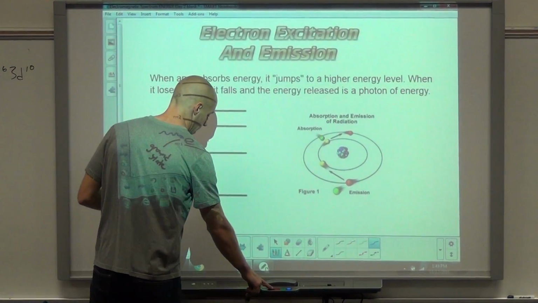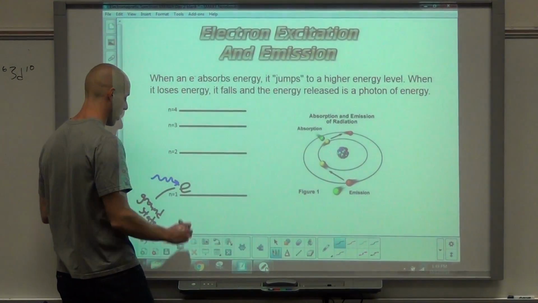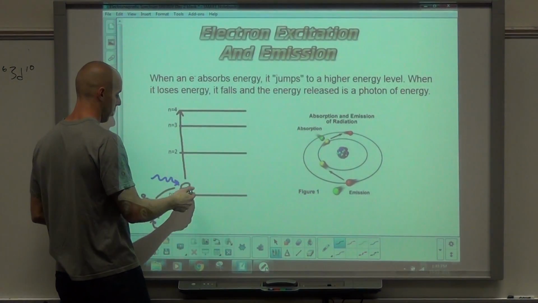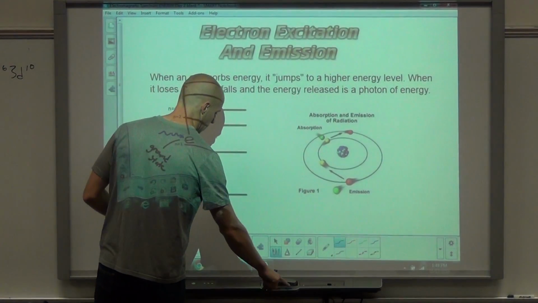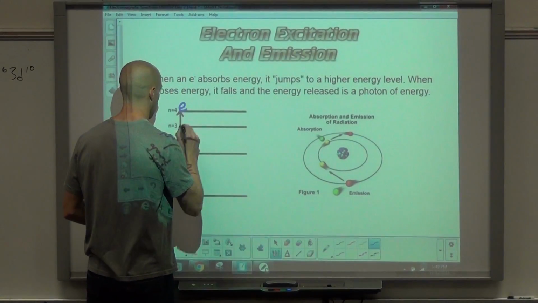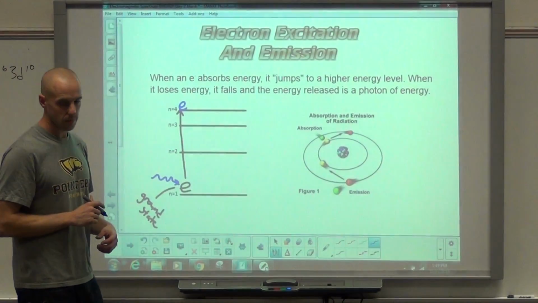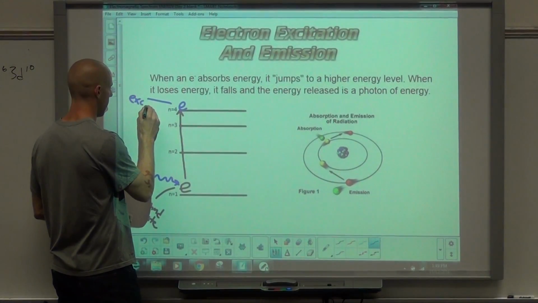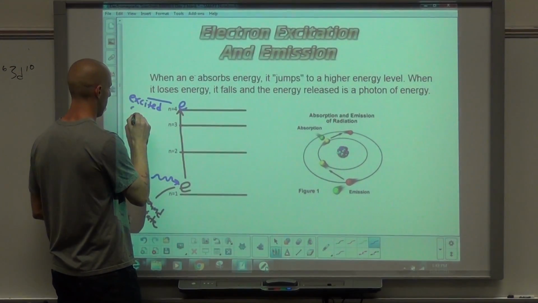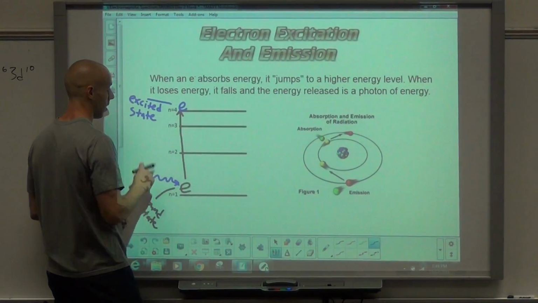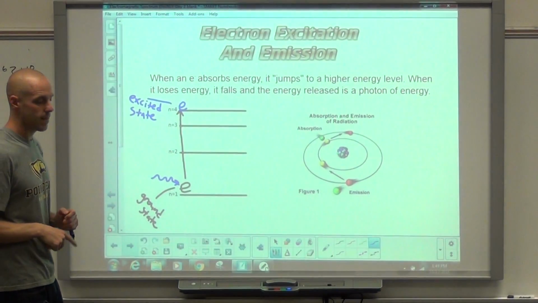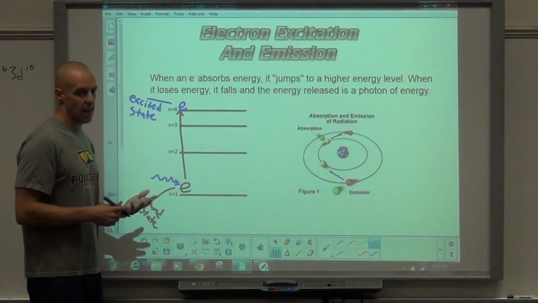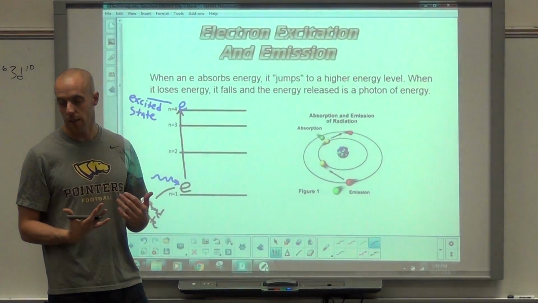Okay, when an electron gets hit with energy, it's going to absorb that energy and it's going to make it jump in energy like this. So it's going to go from down at the ground state to the top here. Okay, when it's on top here, it's going to be what's called an excited state. When it's in an excited state, it can't stay there very long.